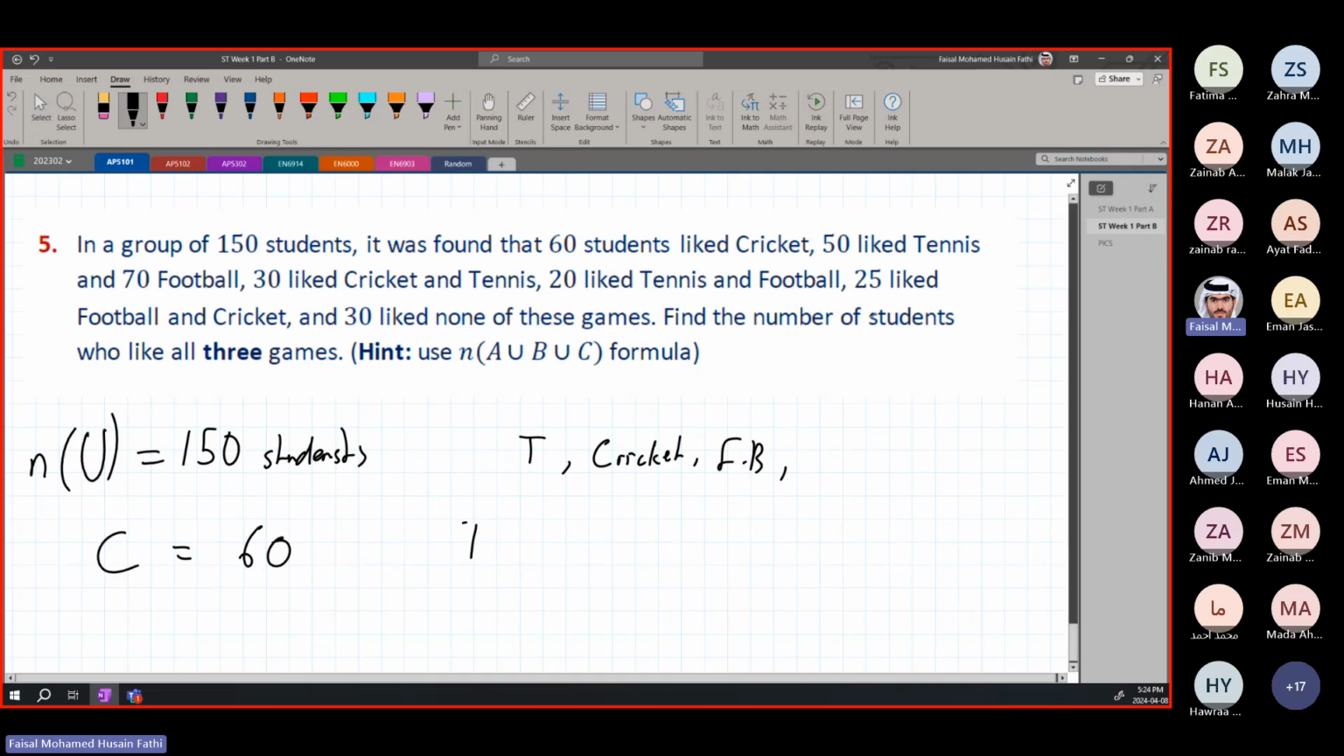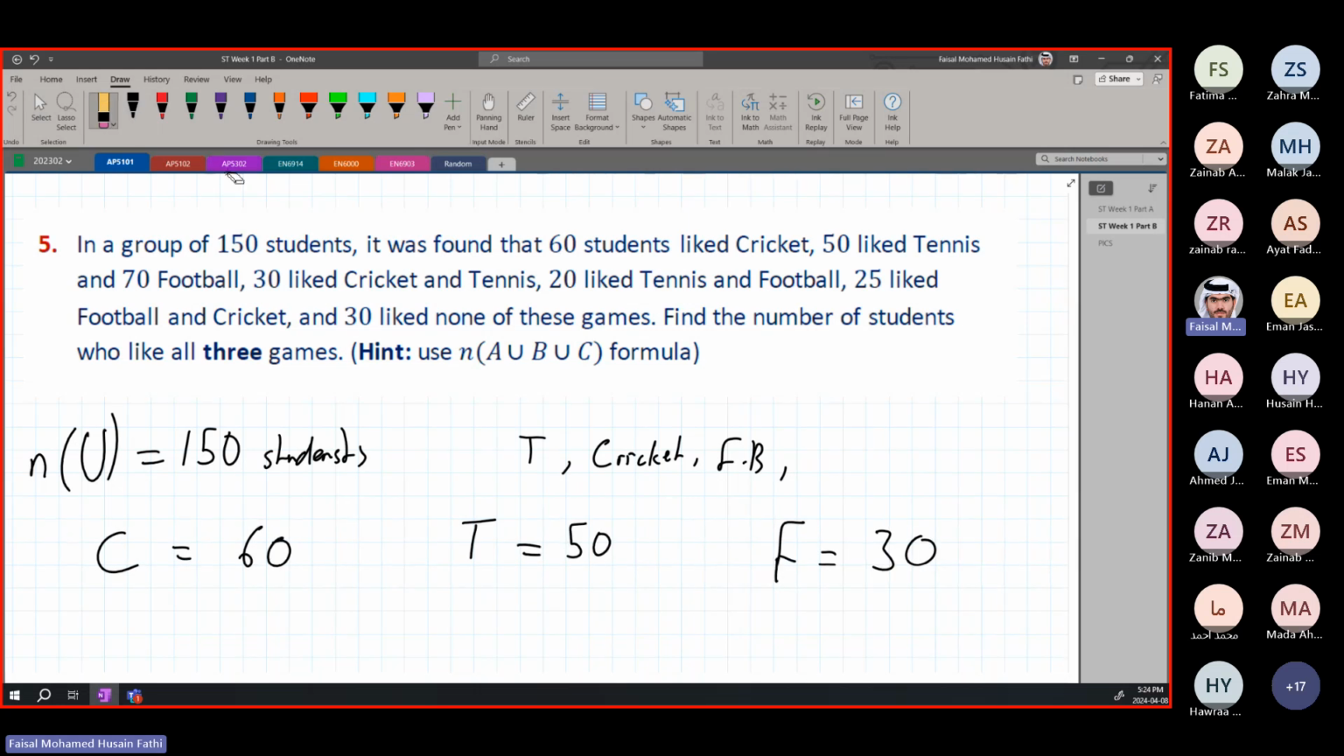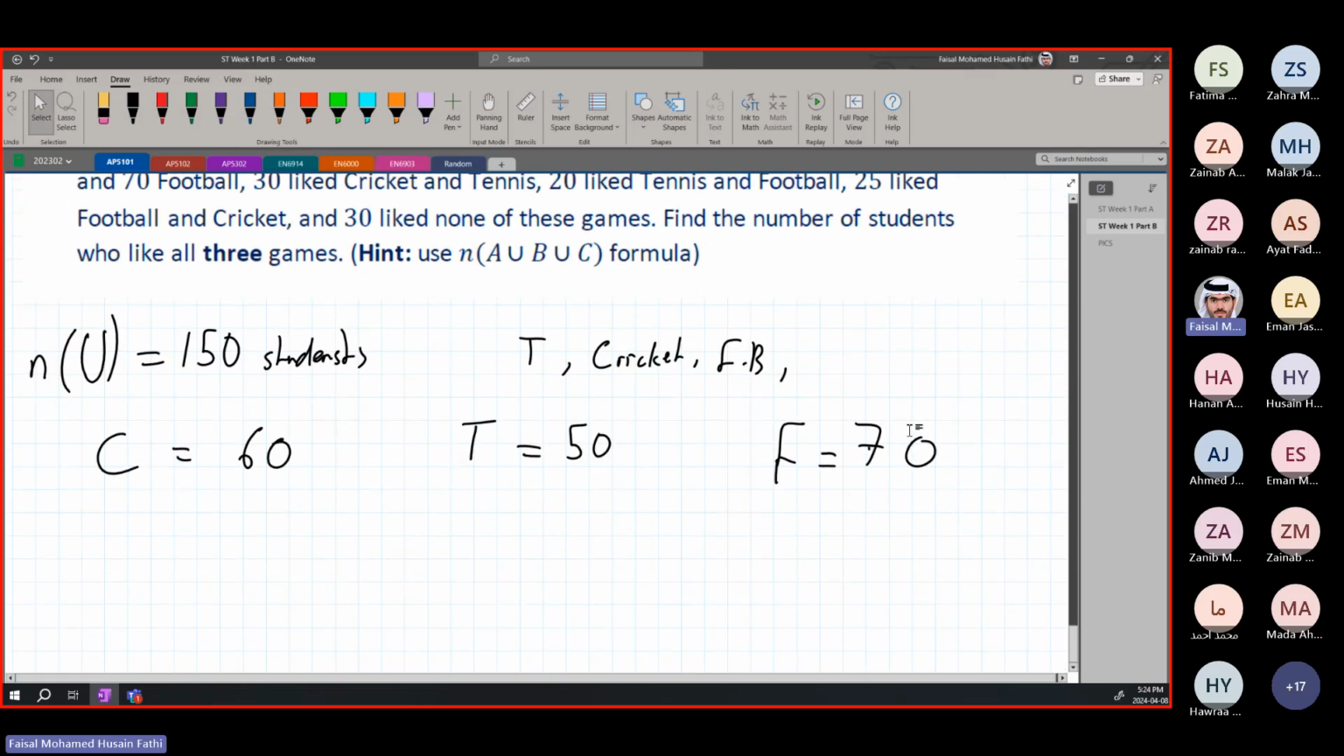Tennis by itself is equal to 50 students. And football by itself is equal to, sorry, 70 students. If you notice, these 70 plus 50 plus 60 have to add up to 150 students.